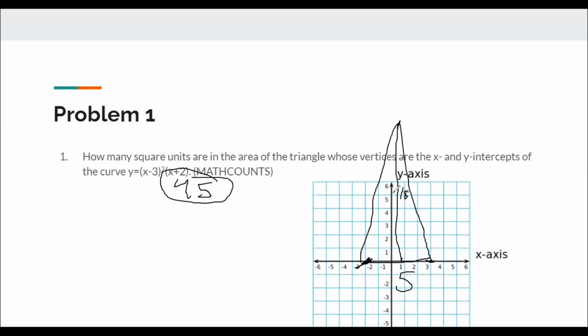But in Math Counts, I wouldn't actually recommend graphing them. I would simply notice that they're on the same line, these 2 points. So the base is 5 and the altitude is 18. Graphing them wastes too much time in Math Counts.